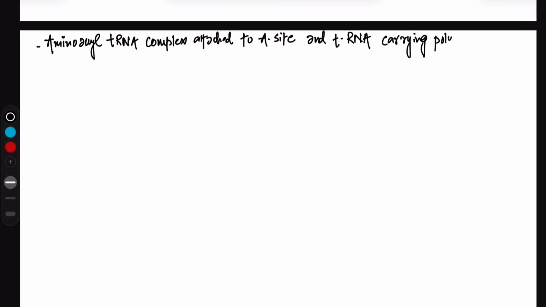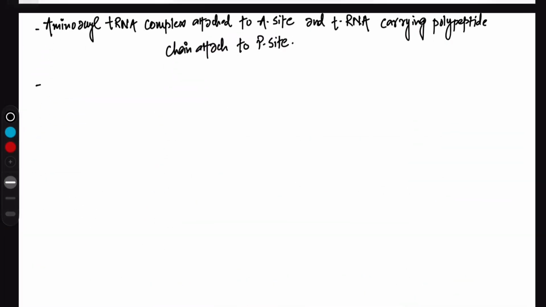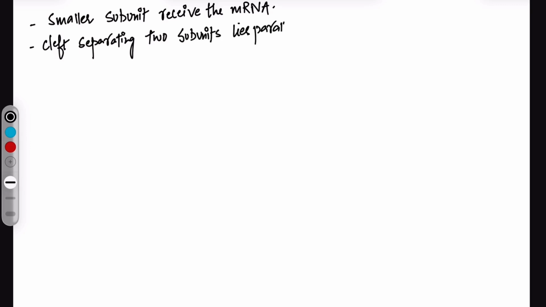The aminoacyl tRNA complex is attached to the A site, while the tRNA which is carrying the polypeptide chain is attached to the P site. So you can see aminoacyl tRNA at the A site, polypeptide at the P site. The smaller subunit is the one which receives the mRNA strand. And the cleft, which is between the 2 subunits, lies parallel and remains attached to the ER.